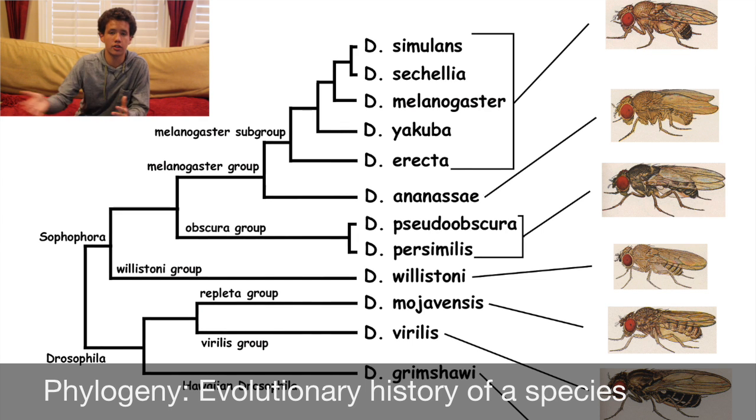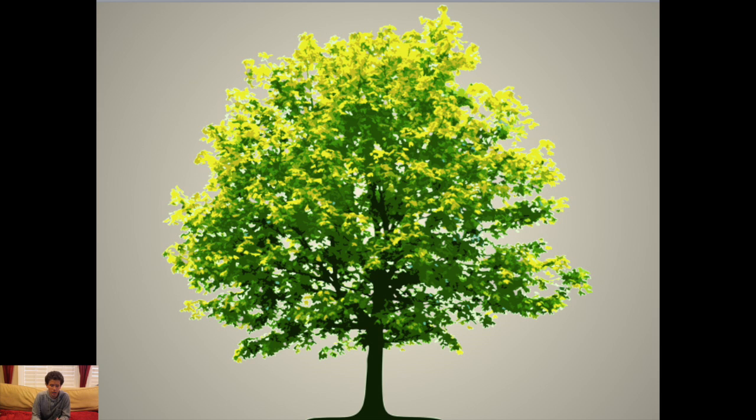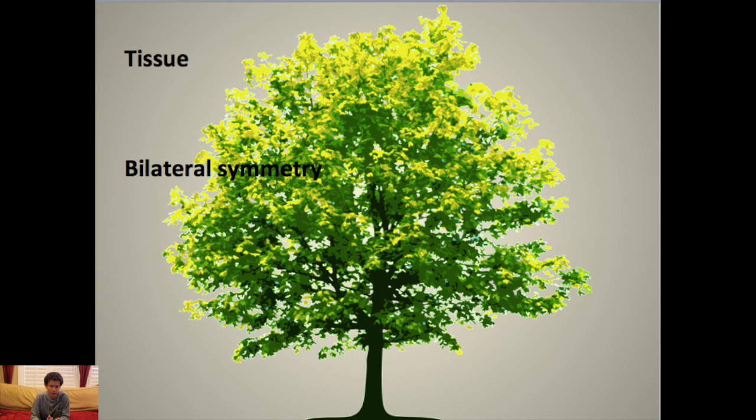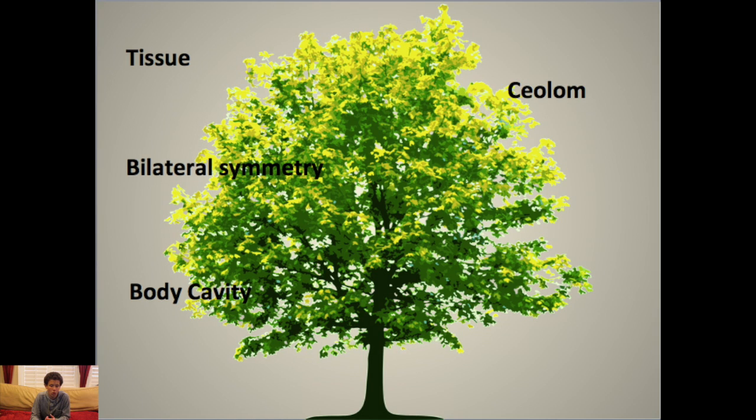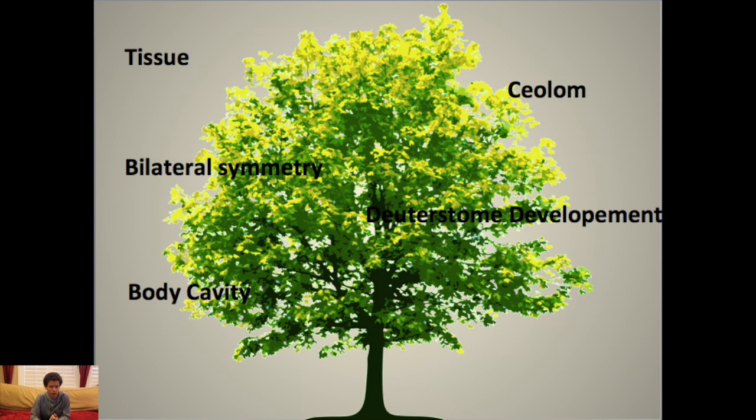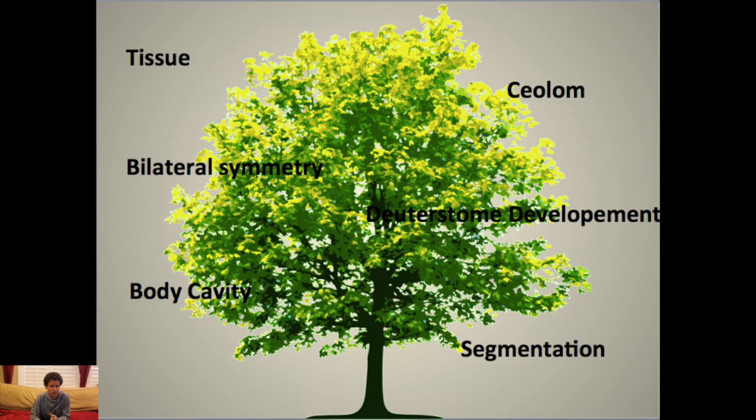Those roots, how they determine which category the animal goes in, are based off of embryological development and shared anatomical features. So branches on the tree include tissue, bilateral symmetry, body cavity, coelom, deuterostome development or protostome development, and segmentation. The first level on the phylogeny is symmetry, and symmetry describes the similarity or balance among body structures of organisms that enable the animal to move a certain way.